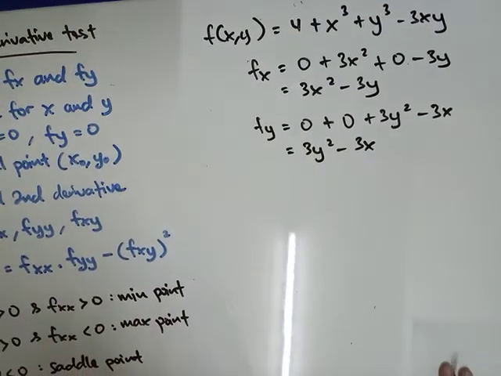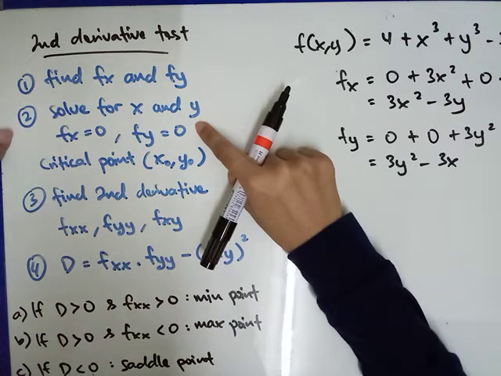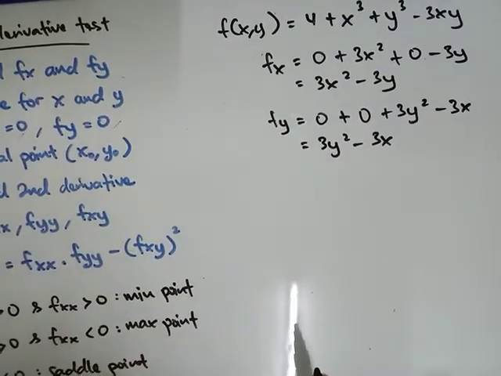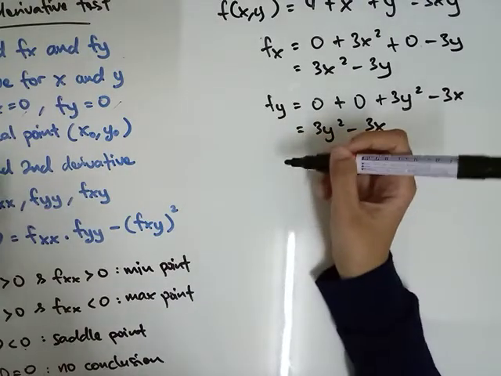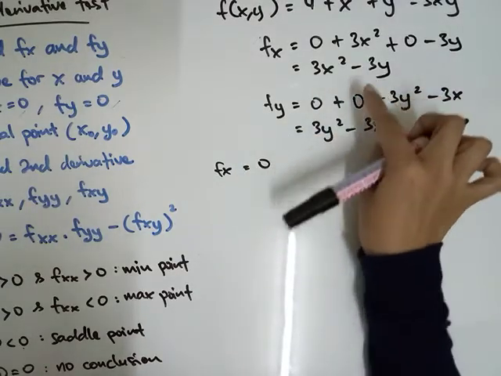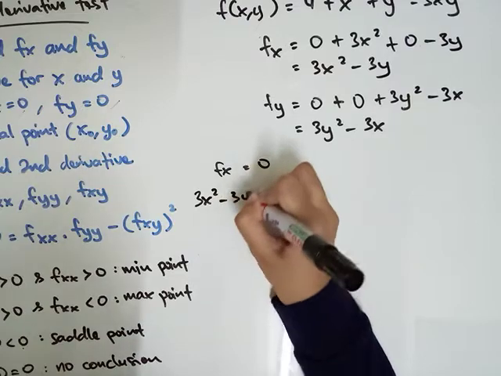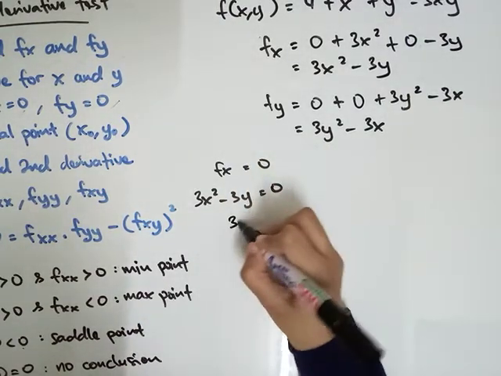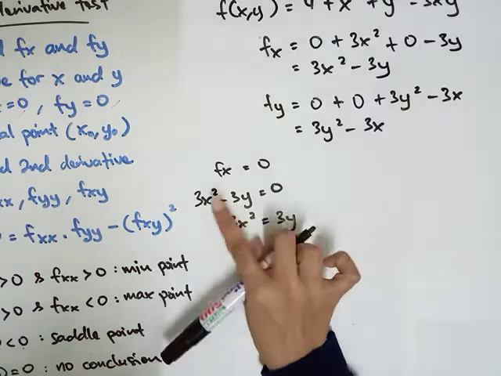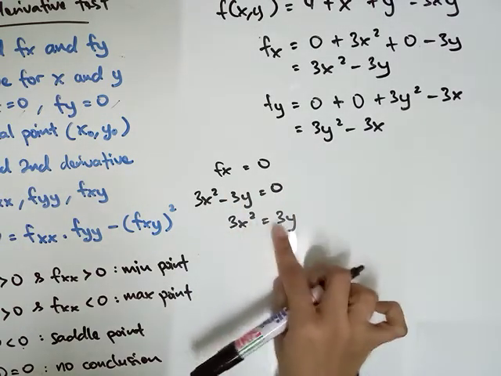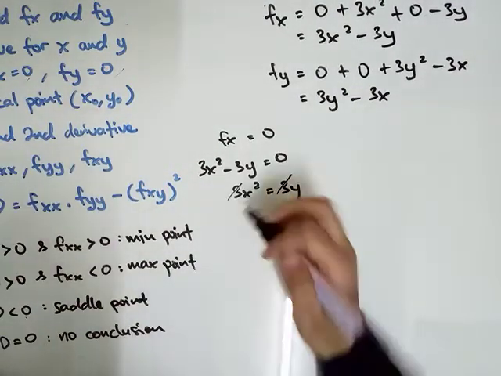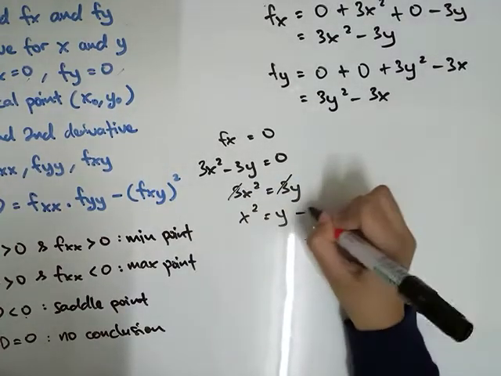And then, second step, we need to solve for x and y. You need to make fx equal to 0 and fy equal to 0. So from fx equal to 0, 3x squared minus 3y equals 0. So 3x squared equals 3y. Negative 3y moves to the right, it becomes positive 3y. So 3 and 3 we can cancel out. So x squared equals y. This is the first equation.